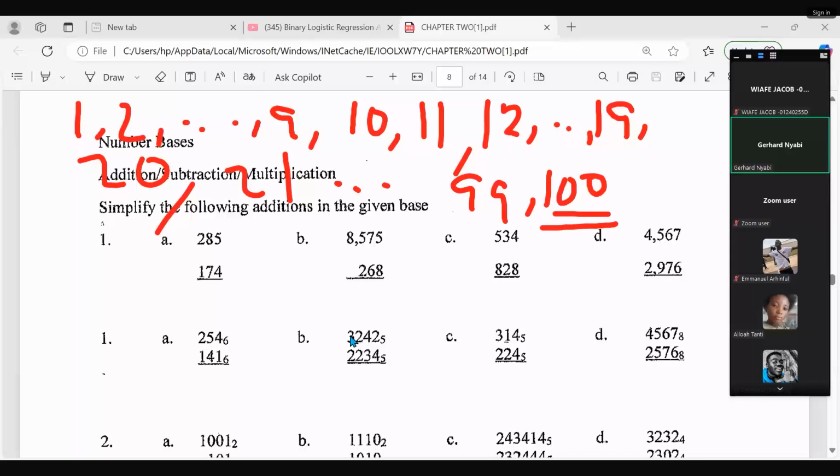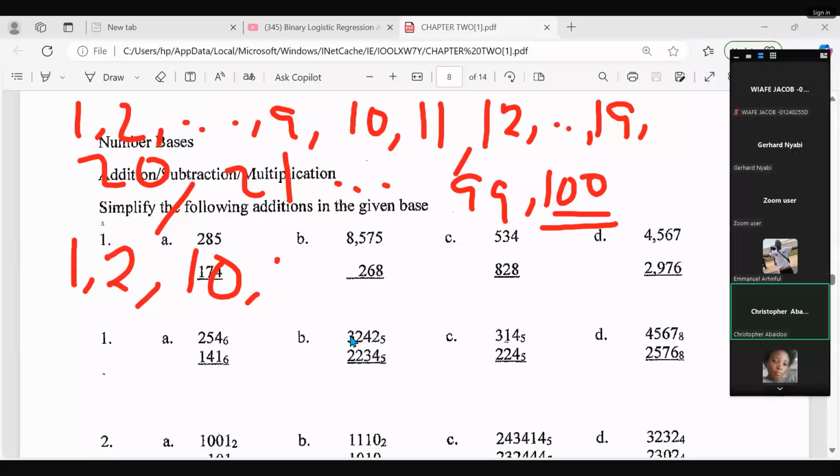If you are counting in base 9, let's count in base 3. Base 3, you have 1, 2, the next is 3, right? 3 goes into 3 how many times? Once. Remainder 0. The next is 4. 4 is more than 3. So 3 goes into 4 how many times? 1. Remainder 1.